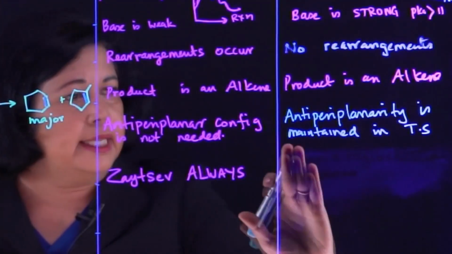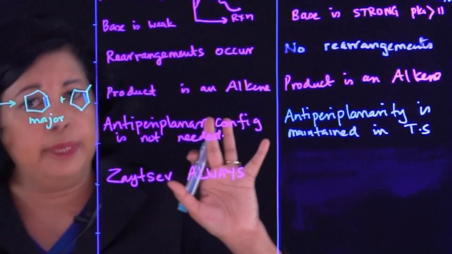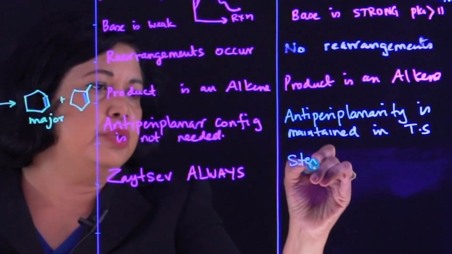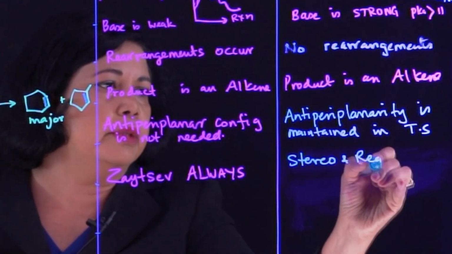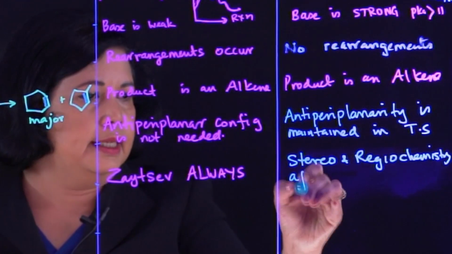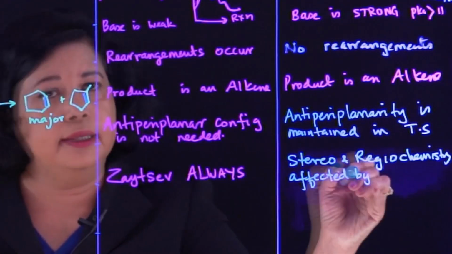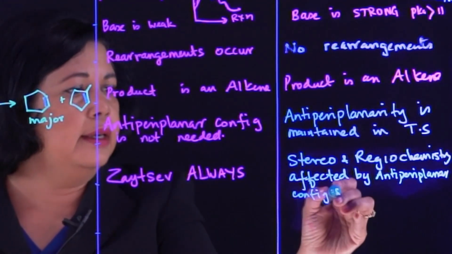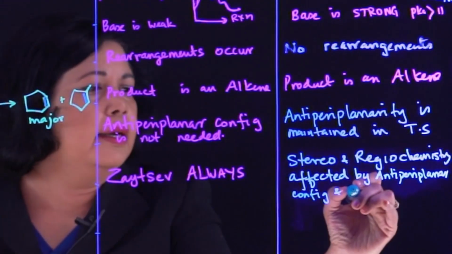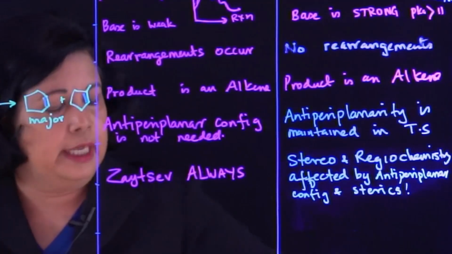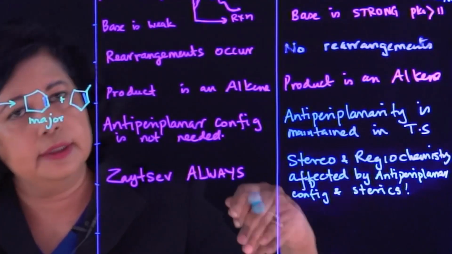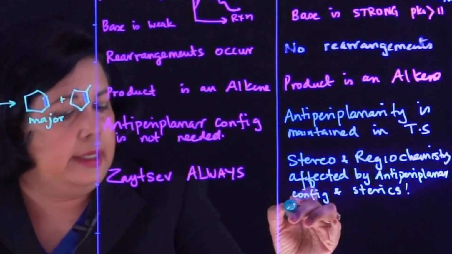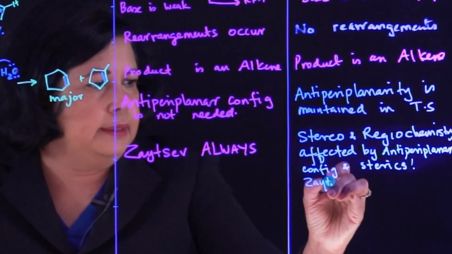Over here, because of this anti-periplanarity and the size of the base is important, sterics is important. So stereochemistry and regiochemistry are affected by the anti-periplanar arrangement, configuration, and by sterics. Therefore, you get Hofmann elimination, you get sometimes E over Z or Z over E, and so you can get Zaitsev and Hofmann.